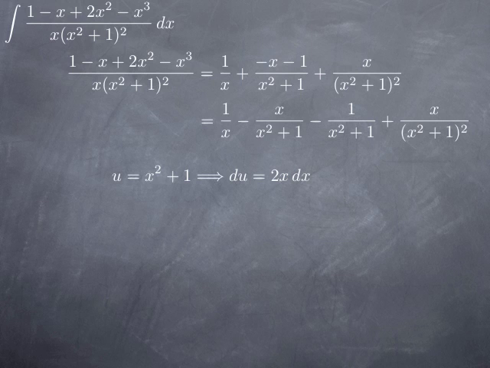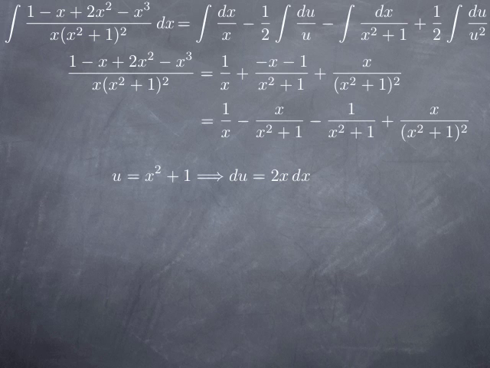So in that case, du is 2x dx, so we're going to replace x dx by 1/2 du. And so we obtain, for the integral of dx over x corresponding to the first fraction. Then we have minus 1/2 of the integral of du over u minus dx over x squared plus 1 plus 1/2 integral of du over u squared.